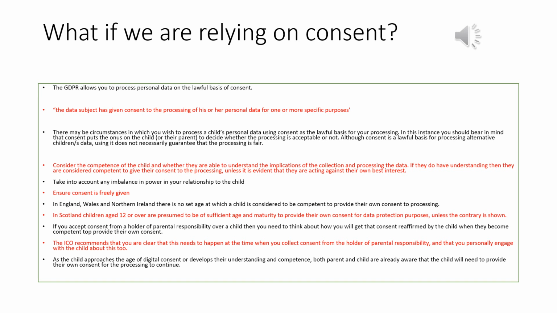If you accept consent from a holder of parental responsibility over a child, then you need to think about how you will get that consent reaffirmed by the child when they become competent to provide their own consent. The ICO recommends that you are clear that this needs to happen at the time when you collect consent from the holder of parental responsibility, and that you personally engage with the child about this too. As the child approaches the age of digital consent or develops their understanding and competence, both parent and child are already aware that the child will need to provide their own consent for the processing to continue.